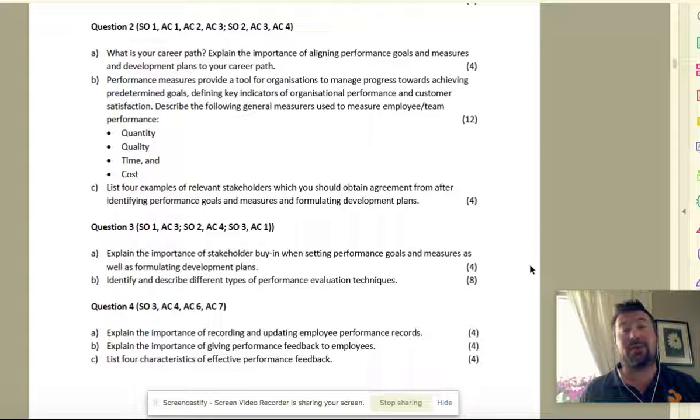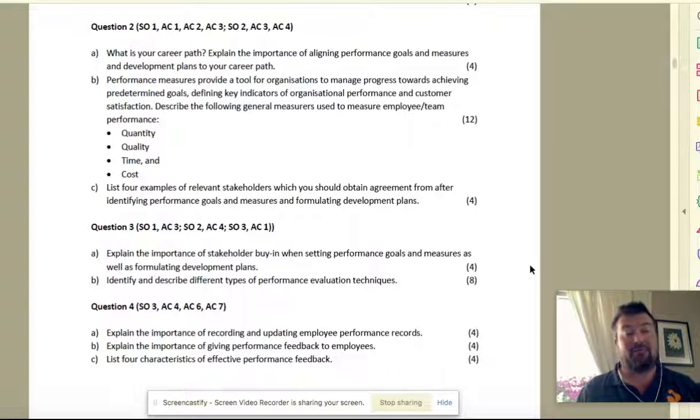This relates very much to you. So we can't really give you too many guidelines because you sort of have to understand the answer to this question. So the next question, question number 2, says, what is your career path? Explain the importance of aligning performance goals and measures and development plans to your career path. So if you know what your career path is supposed to be, then identify why you are learning skills before you perhaps need them. So remember to use that as the basis.